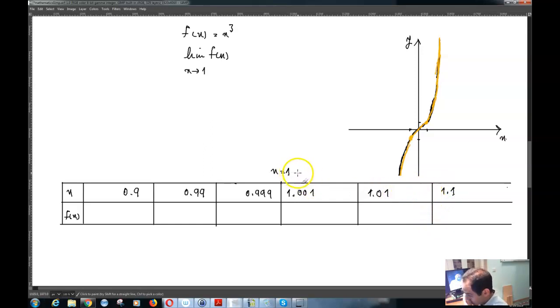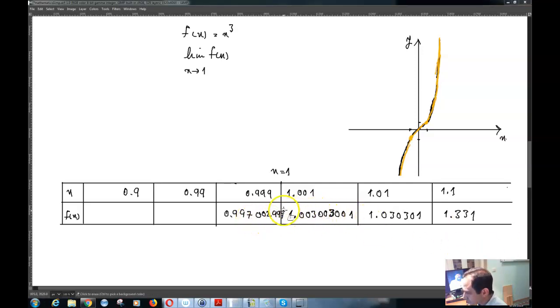Now the value of this function at this point becomes 1.003003001. At this point you will get the value 1.030301. At this point you will get 1.331. At this point you will get a value 0.997002999.